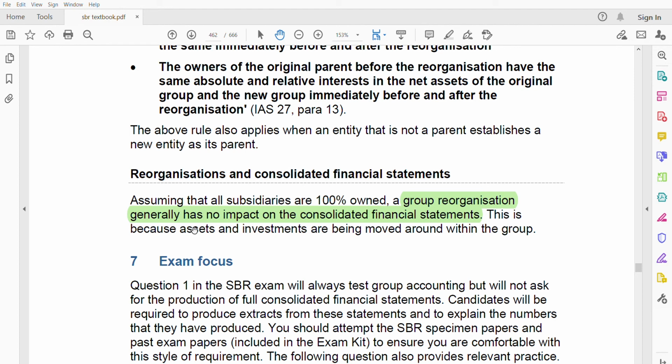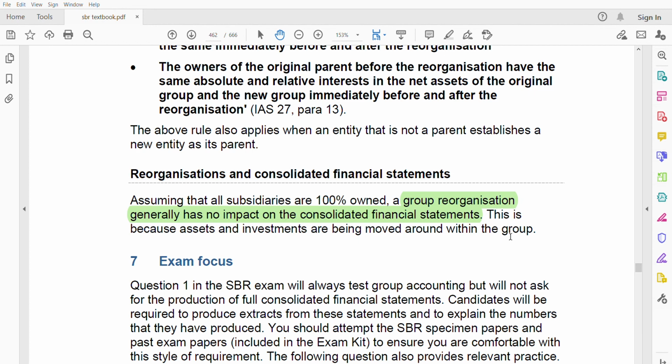This is because assets and investments are being moved around within the group. They're just changing hands. All of them are in the same group. It's like I'm giving my asset to someone, I'm taking someone else's liability. It's just that they're changing hands. The owners are changing hands, but assets and liabilities remain within the same group only. So there is no change, no impact.